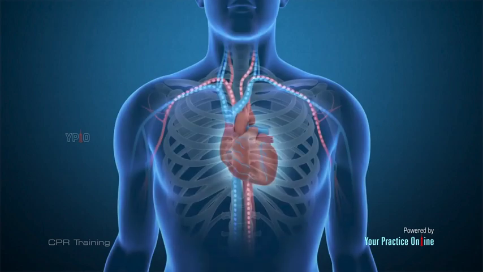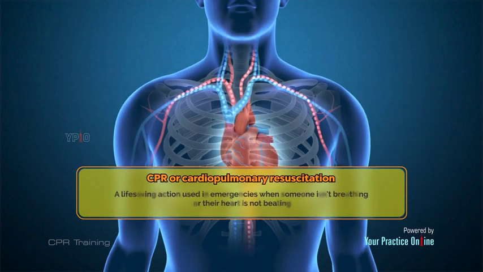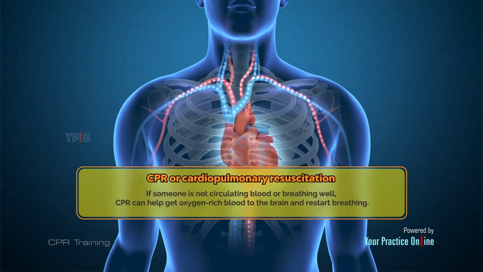Summary: CPR, or cardiopulmonary resuscitation, is a life-saving action used in emergencies when someone isn't breathing or their heart is not beating. CPR combines chest compressions and rescue breathing, mouth-to-mouth resuscitation. If someone is not circulating blood or breathing well, CPR can help get oxygen-rich blood to the brain and restart breathing.